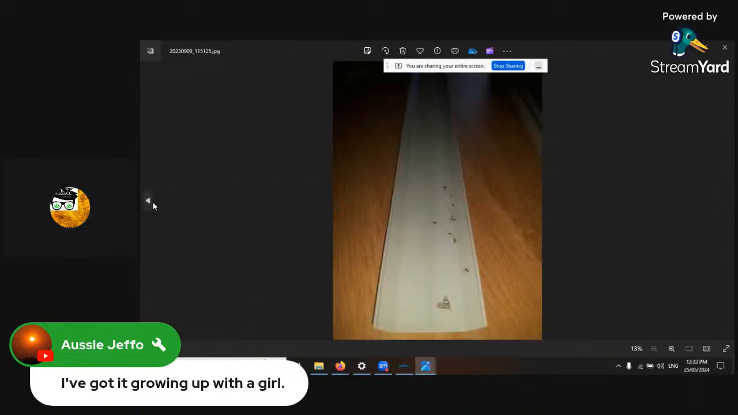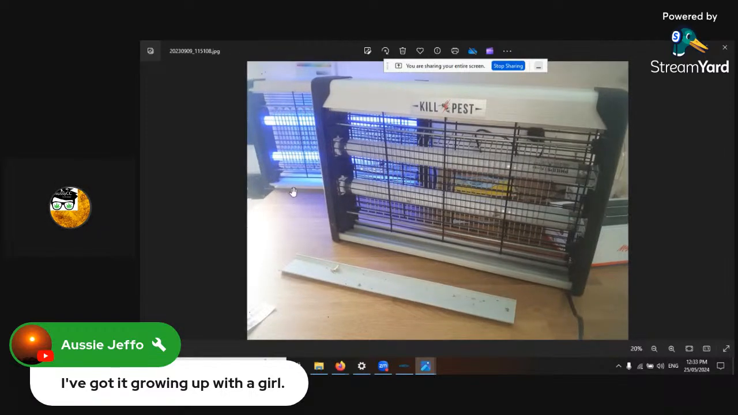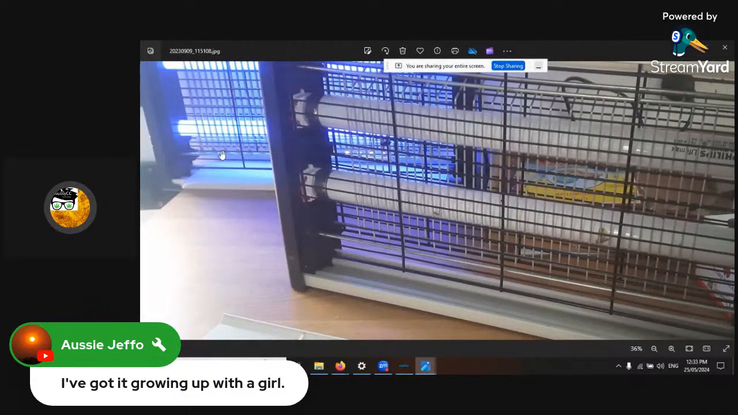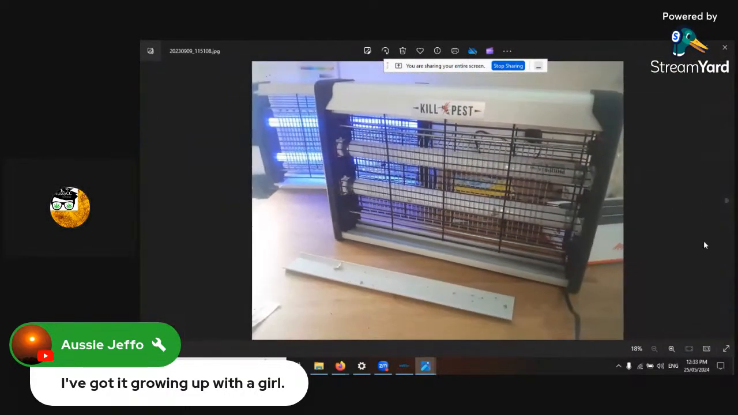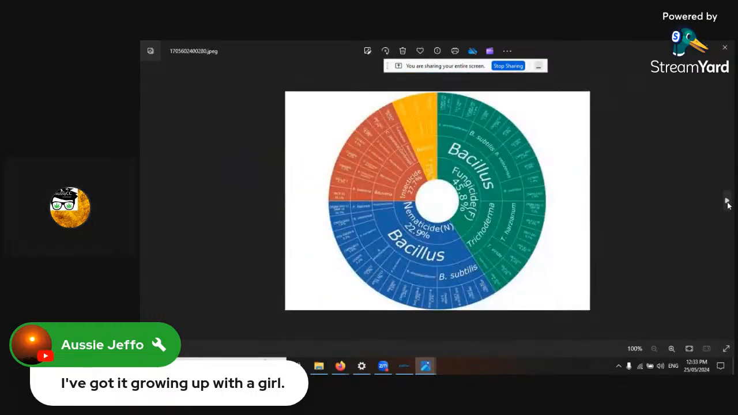Some of them come with this bug catcher. It's just a strip, and some don't, so be careful. Oh, there you go. For ones that don't, just put out a piece of paper. It's got paper on it. Yeah, really good.